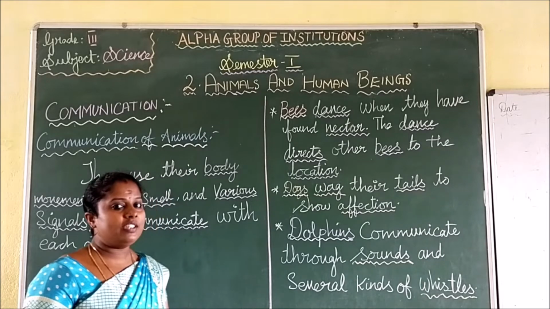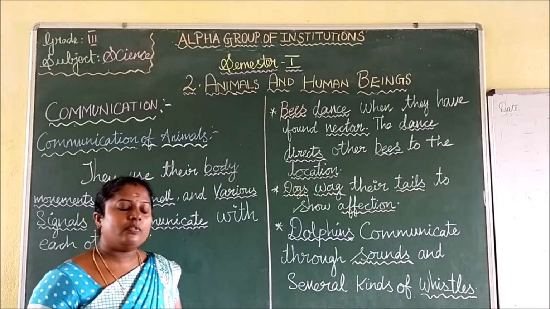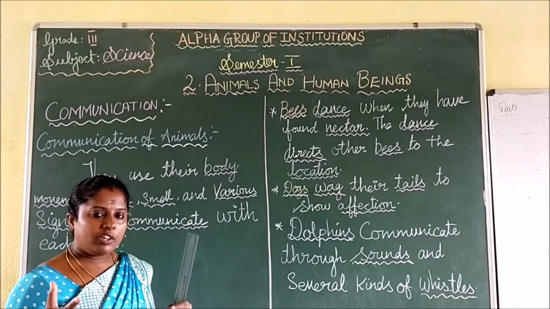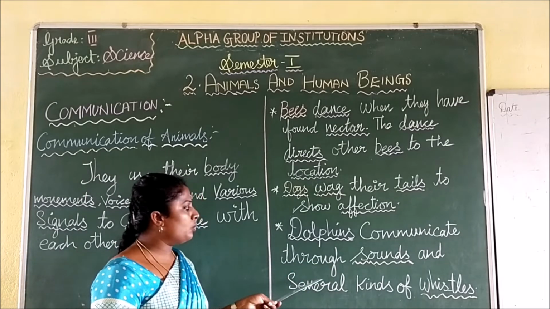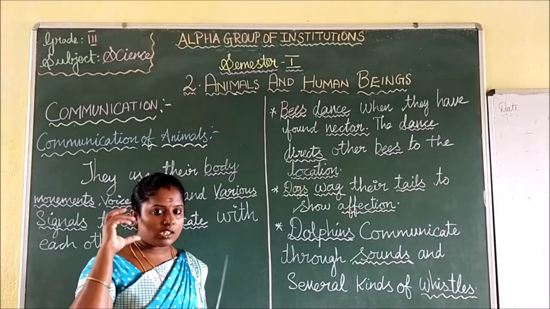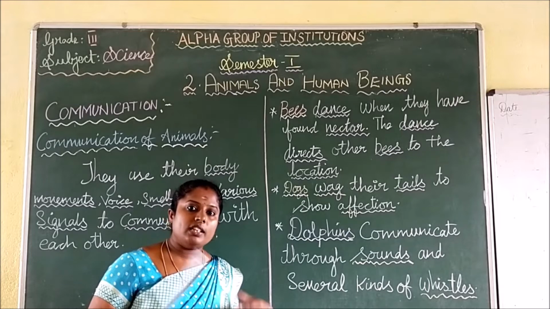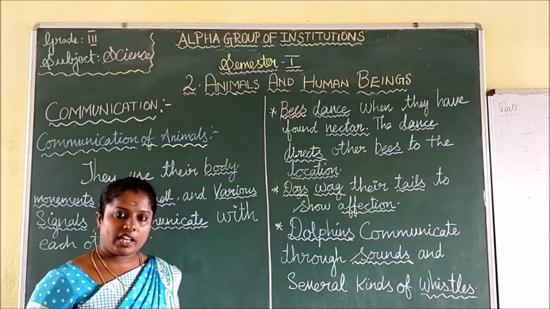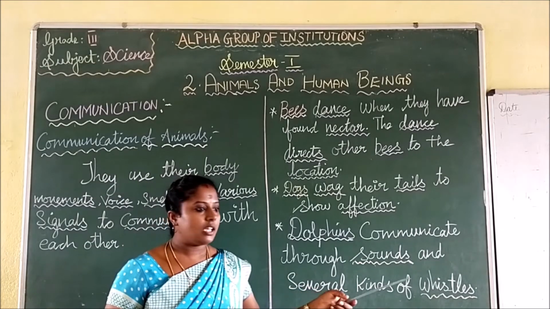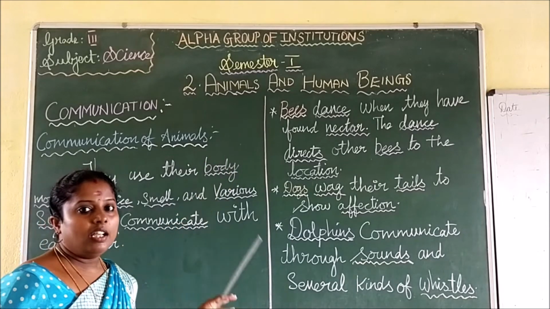Then dolphins. What do dolphins do? Dolphins communicate through sounds. How is the sound of a dolphin? It is very loud. It is a very heavy sound. So we can hear up to several kinds of whistles. These are some kinds of animals and their communication.